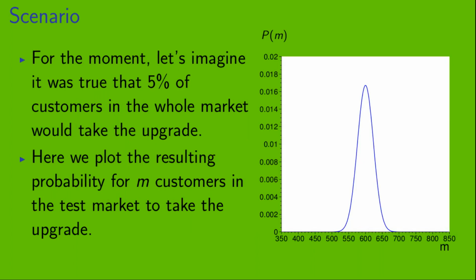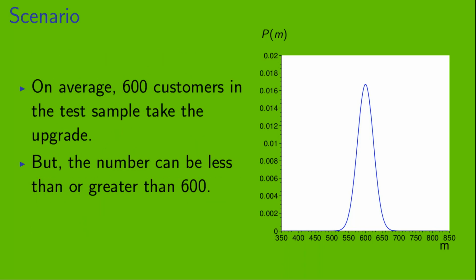For the moment, let's imagine it was true that 5% of customers in the whole market would take the upgrade. Here we plot the resulting probability for M customers in the test market to take the upgrade. On average, 600 customers in the test sample take the upgrade, but the number can be less than or greater than 600.